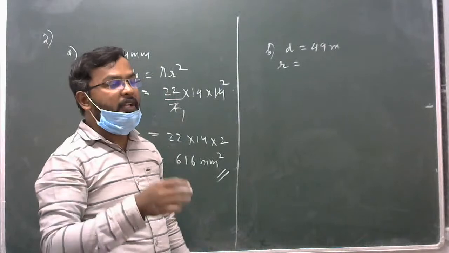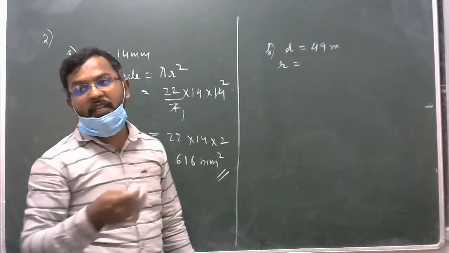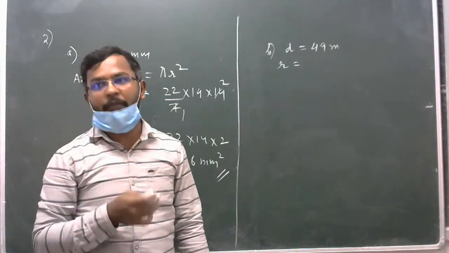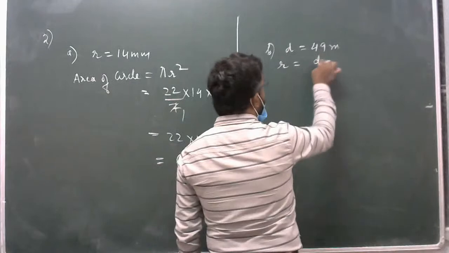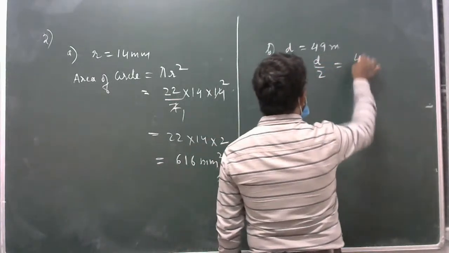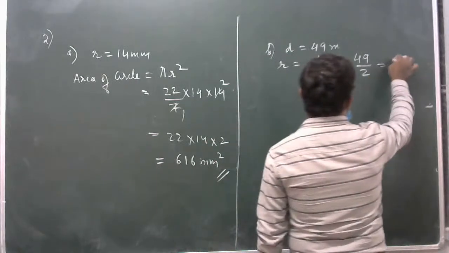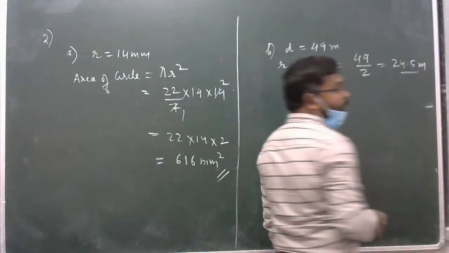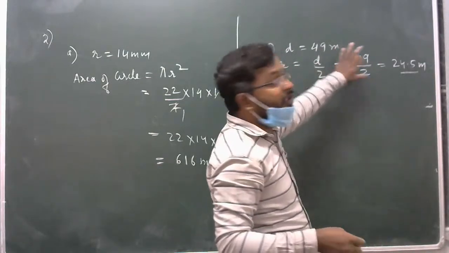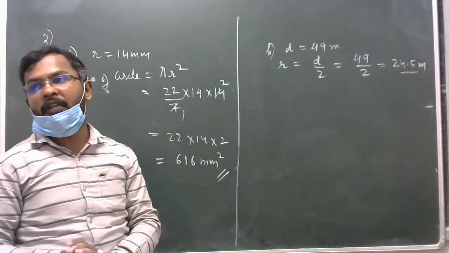Your diameter means it is 2 times of radius. So in order to find the radius, you have to take half of the diameter. That is diameter divided by 2. Diameter is how much? 49 by 2. How much you get? 24.5 meter, or else we keep this as it is, 49 by 2. Calculation easily you can cancel it.